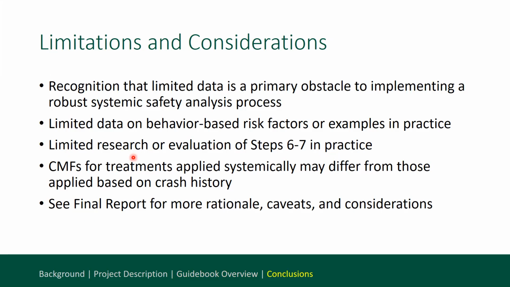For evaluation, steps 6 and 7, we don't have good information. There is very limited research on evaluation of systemic safety approaches. Have they really been effective in reducing crashes? There's not as much data out there. CMFs for treatments applied systematically may differ from those applied based on crash history, right? We know that for sure, because crash history-based CMFs sometimes might tend to overestimate, but I think you can minimize that impact by using approaches like the empirical Bayes. And then you can see more rational caveats and considerations in the final report.